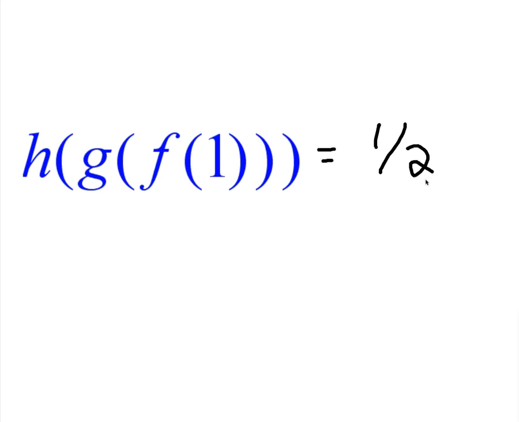Therefore, our final answer is 1/2. This answers our original question: h of g of f of 1 equals 1/2. The output of f becomes the input of g, and the output that you get from g becomes the input of h, and then you have your final output, 1/2. That's it for this example. If you have any other questions about it, let me know.